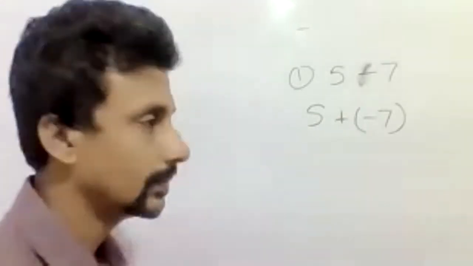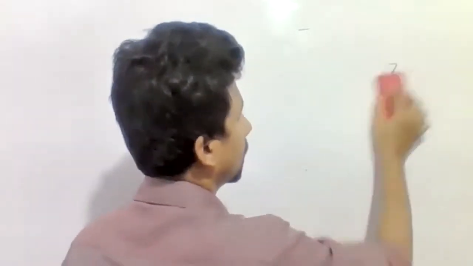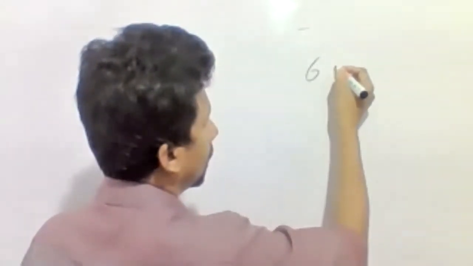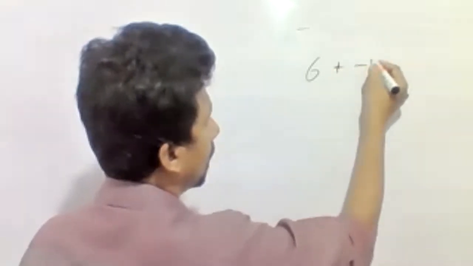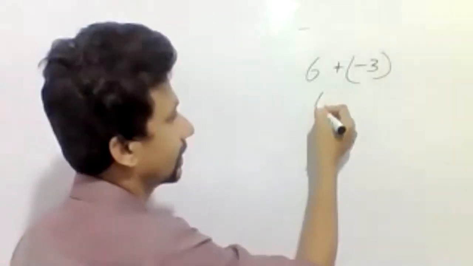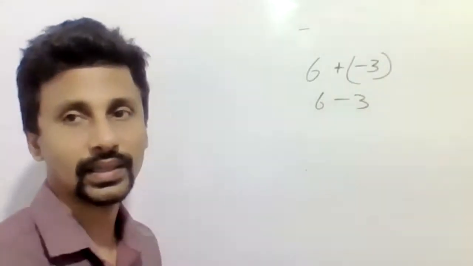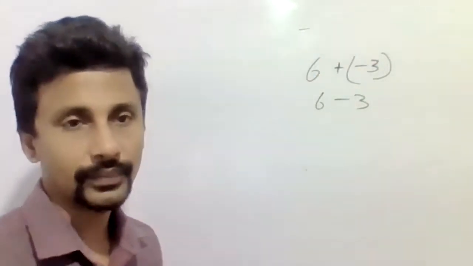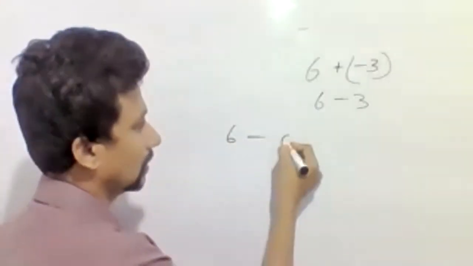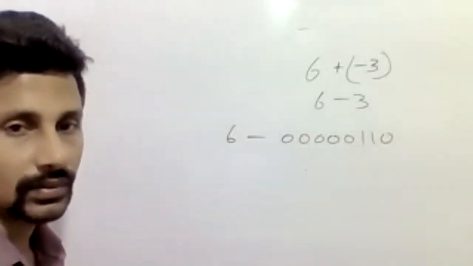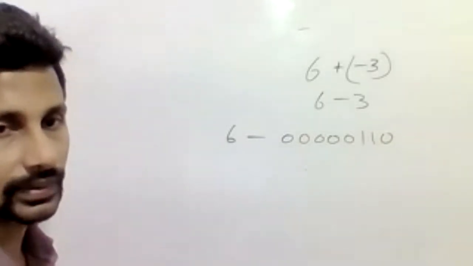I'll take another example. 6 plus minus 3. Different ways. This is the same as 6 minus 3. Same thing here. But I am writing 6 plus minus. So all the time you have to do the addition, right? So 6 positive: 0, 0, 0, 0, 0, 1, 1, 0. So that's how you write 6 with 8 bits.